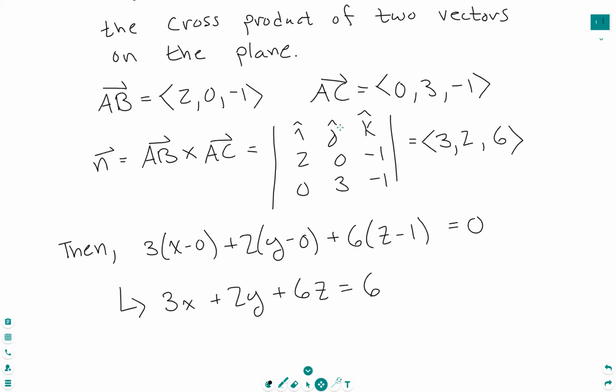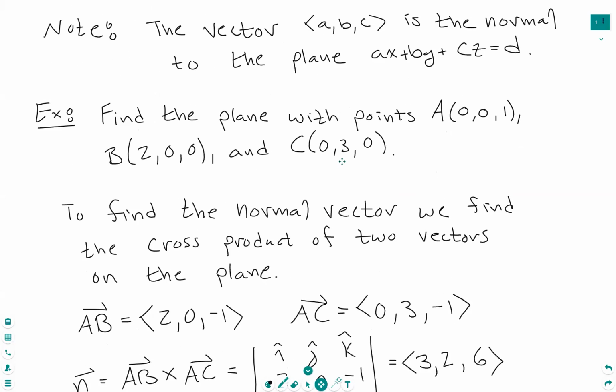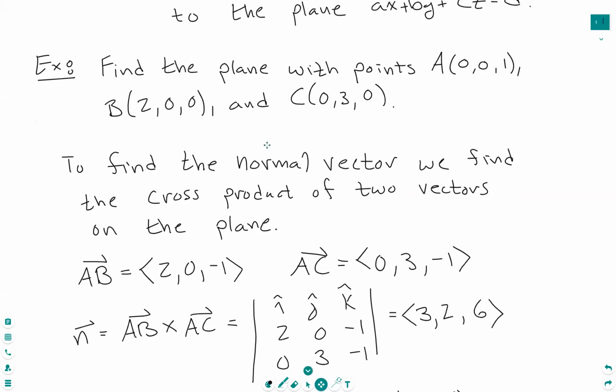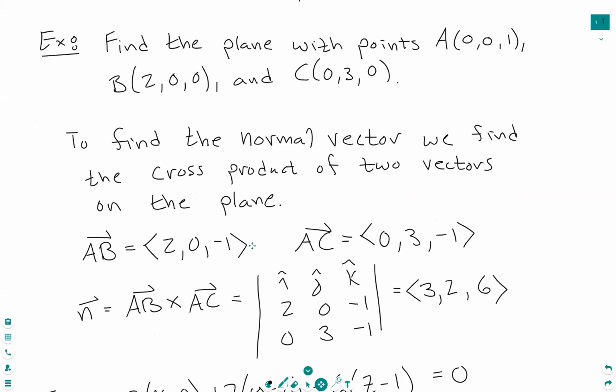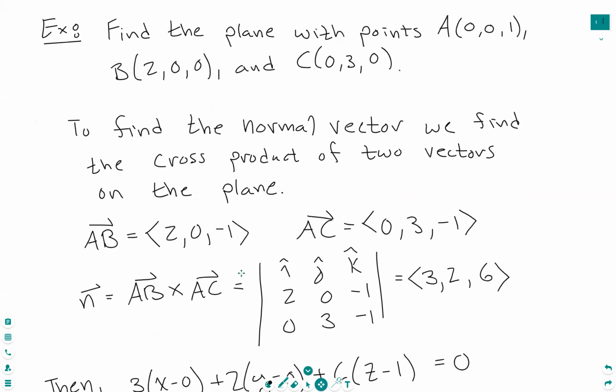So it's not too bad, right? Even though we didn't have this vector available to us, we could easily find it by finding two vectors that are in the plane and using the cross product to give us a vector that's orthogonal to both of those, meaning that it's orthogonal to any vector in the plane.